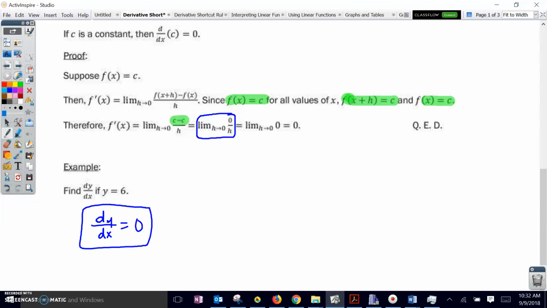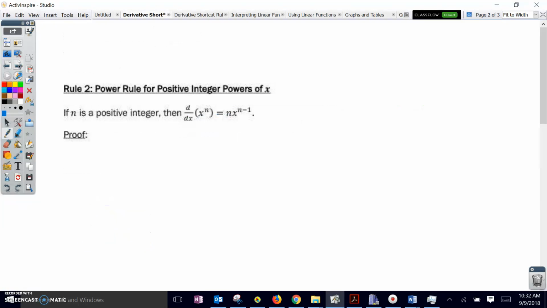Alright, let's move on to rule number 2. The power rule for positive integer powers of x. If n is a positive integer, then the derivative with respect to x of x to the n is equal to n times x to the n minus 1. And we're going to prove that here. We're going to suppose n is a positive integer.